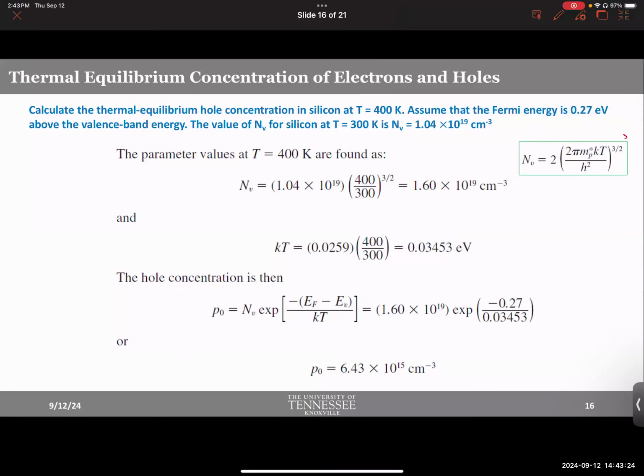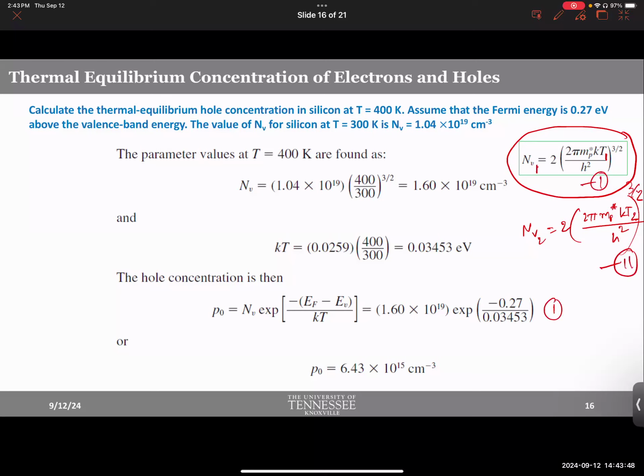The way we could do that is just look at this equation. Let's consider that for temperature T1, you have NV1, and then for temperature T2, you have NV2. Let me just do it here. MP star KT2 H square 3/2. Now, maybe this is equation 1, this is equation 2. If you divide equation 1 with equation 2, you get NV1 over NV2 equals T1 over T2 power 3/2.